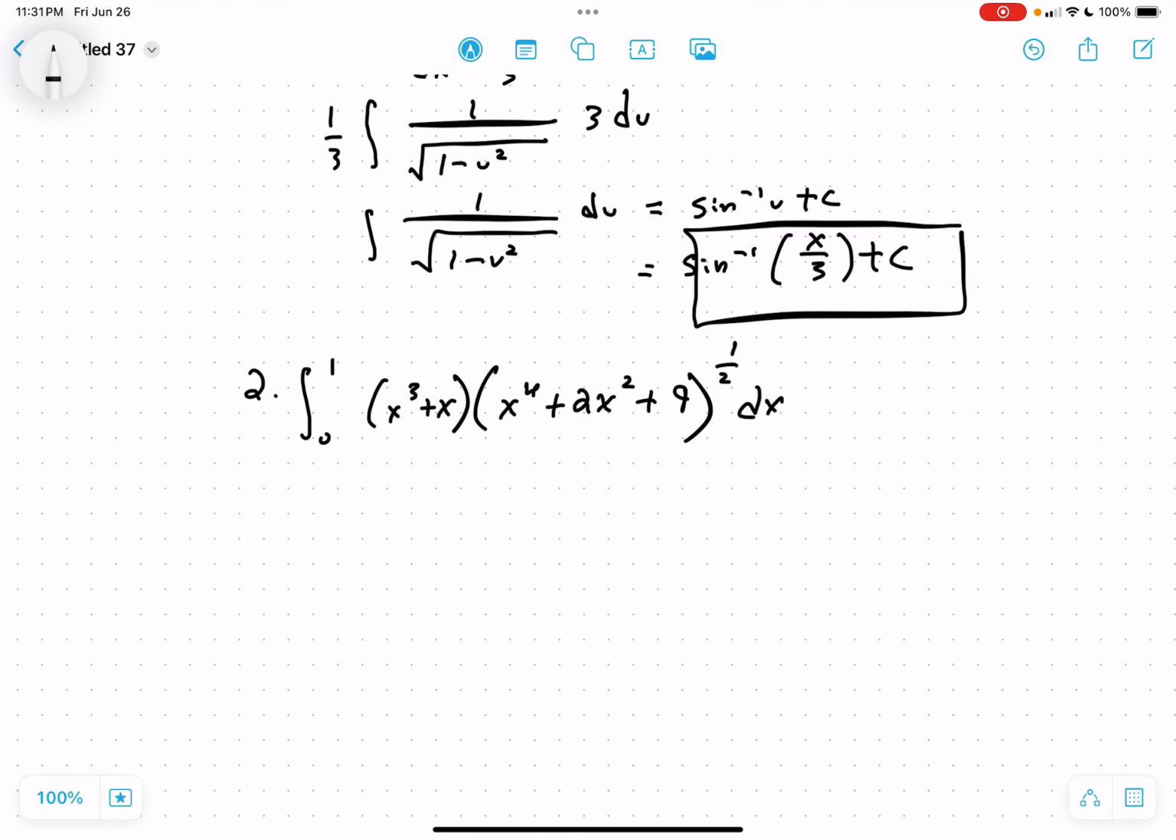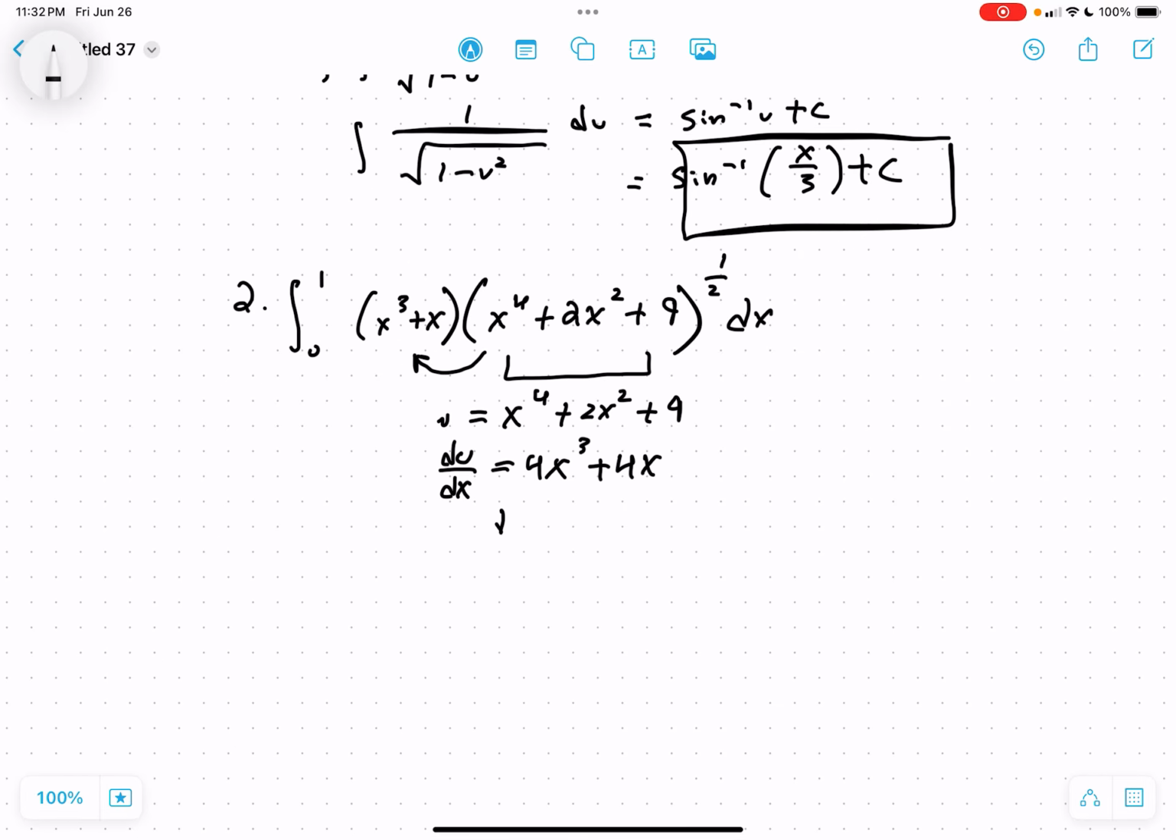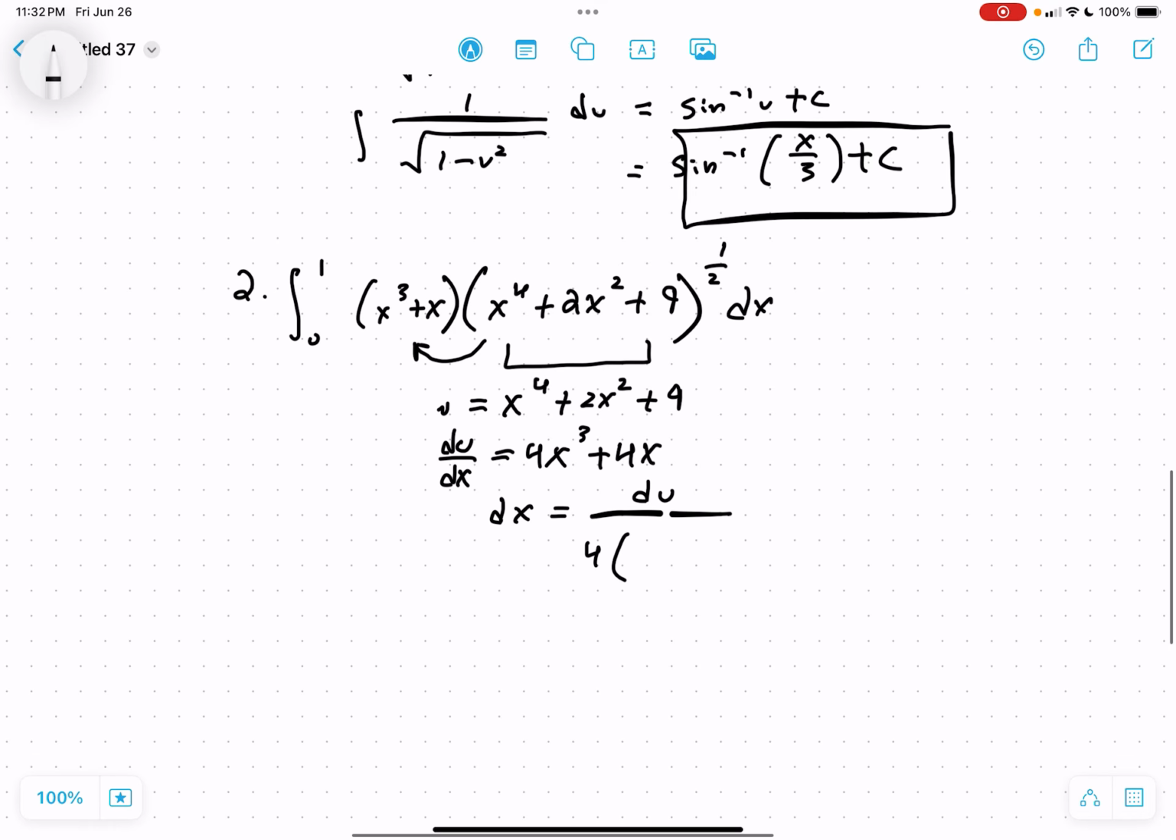Now, for this one, I can see if I let u equal this function right here, I'm going to get a 4x cubed term. And it's going to look like that's going to align up with my x cubed term, and it may be able to eliminate this. So let's try letting u equal x to the 4th plus 2x squared plus 9. Then du dx will equal 4x cubed plus 4x. And when I solve for dx, I get dx equals du over, and I'm going to factor out a 4, 4 times x cubed plus x.